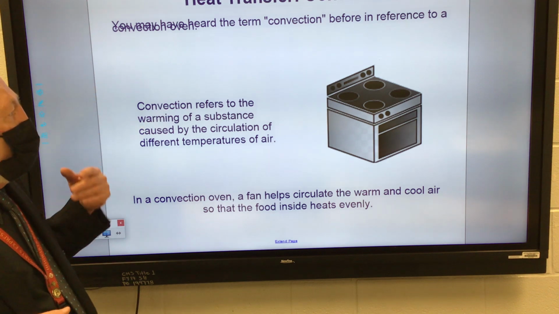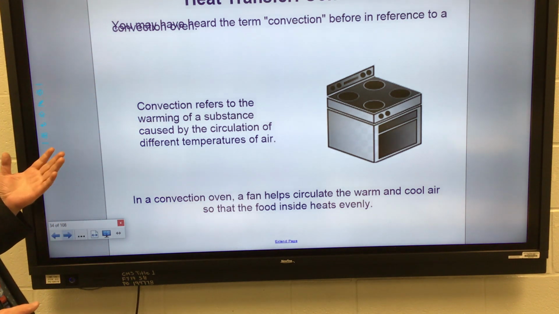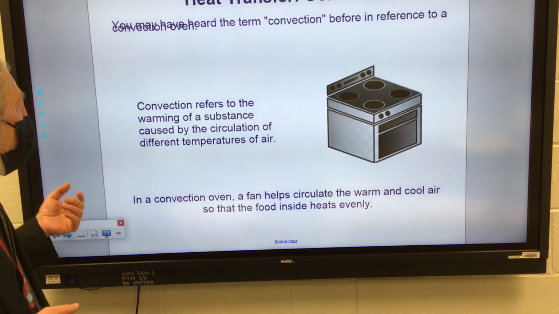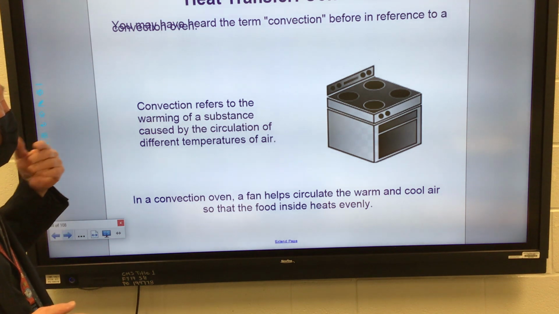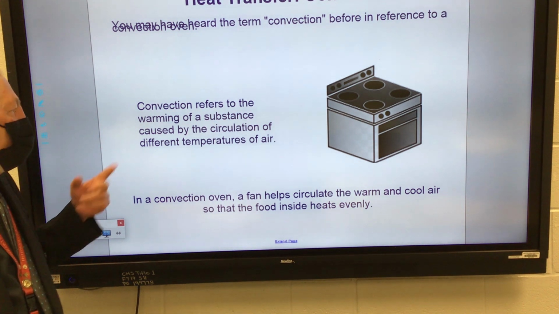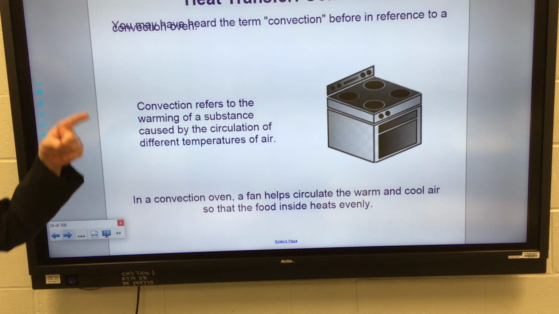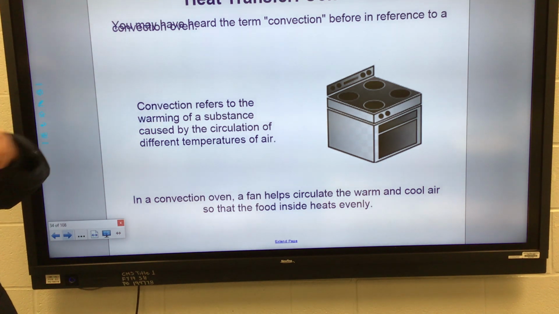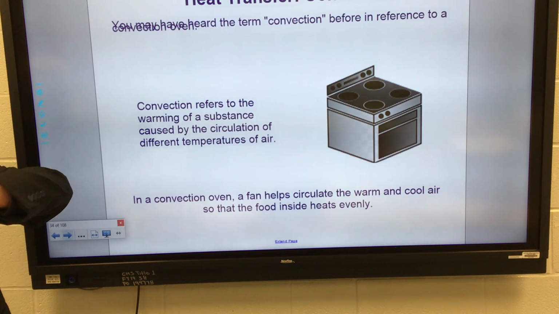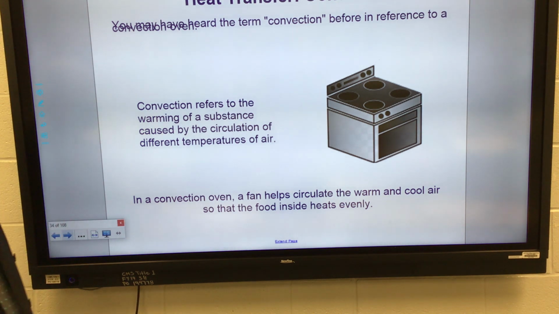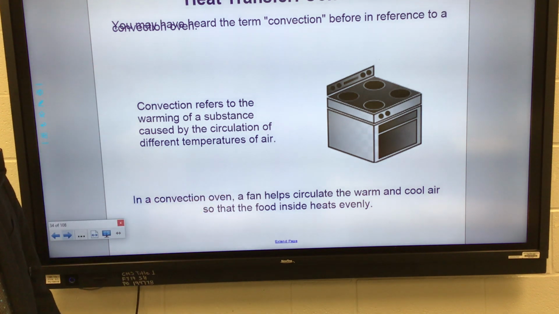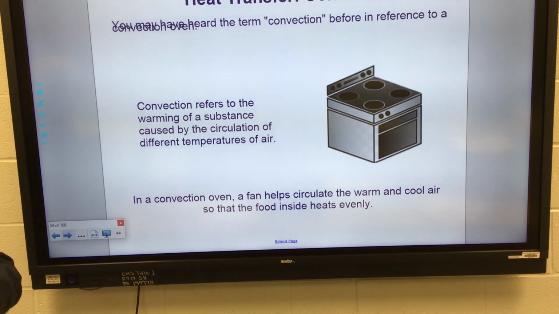So you've heard the term convection before in referencing a convection oven. So convection refers to the warming of a substance caused by the circulation of different temperatures of air. You got these temperatures of air going all around the food, and that's what's heating the food up, cooking it. Okay, so in a convection oven, a fan helps circulate that warm and cool air so that the food inside heats evenly. Okay?